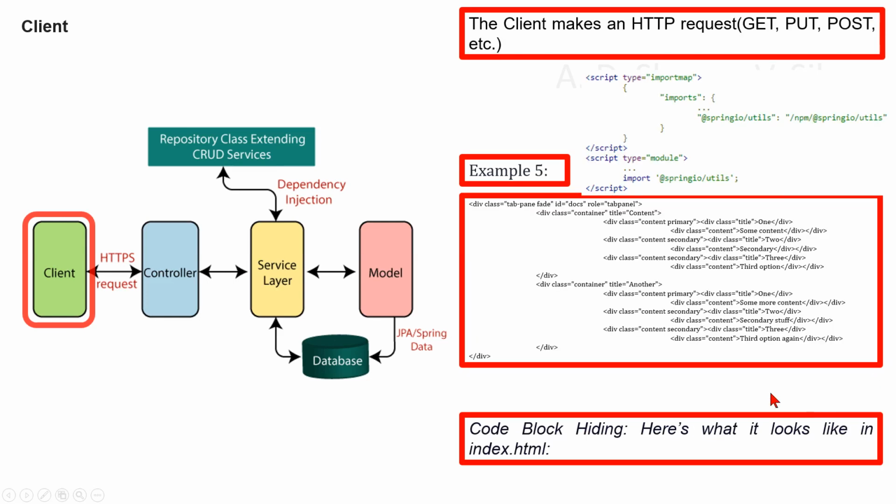Now we are focusing on code block hiding. Here's what it looks like. In Spring guides and reference documentation, we often see blocks of code segmented by type, for example, Maven versus Gradle, or XML versus Java. They are shown with one option active and the rest hidden.